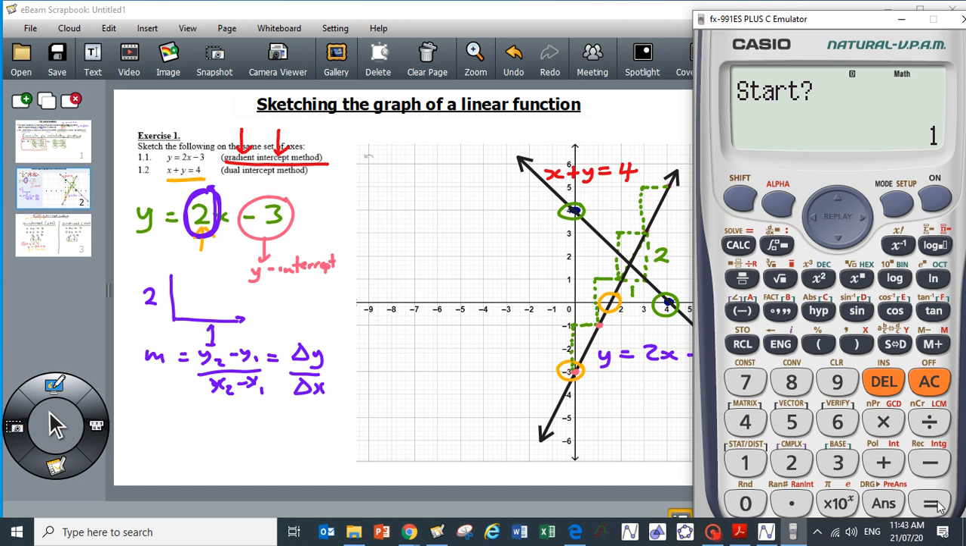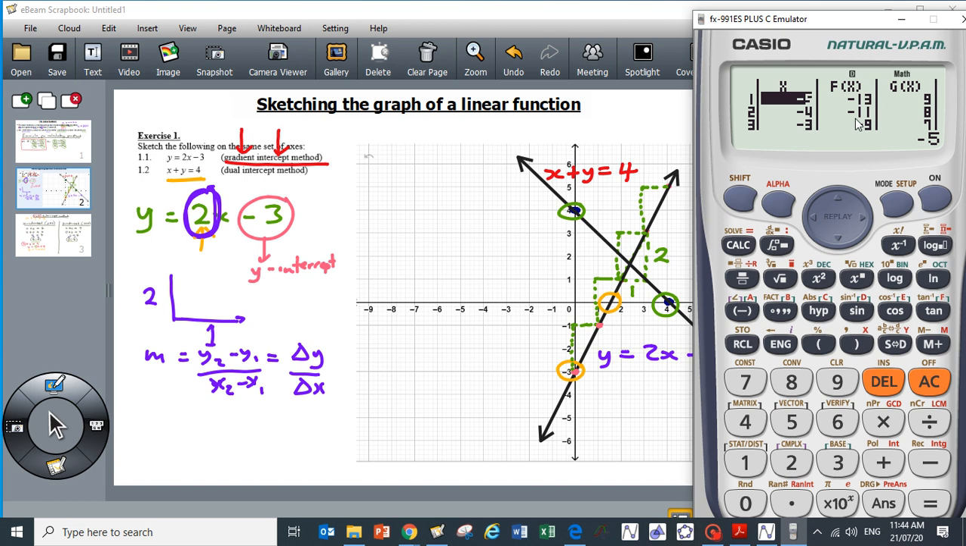Now start refers to the domain, that is the set of the x values. Remember our x values are the input, so we need to start with the input first. Let's start at, say, minus 5. Press equals, then end at 5. By step we are saying if we start from minus 5, going towards the positives, it will be minus 5, minus 4, minus 3, minus 2, minus 1, 0. So our step is going to be 1. Then it gives you the table.